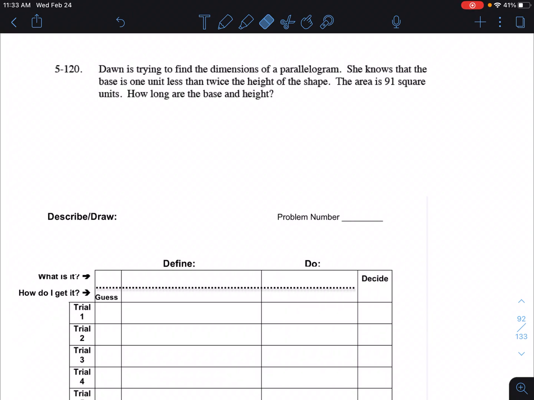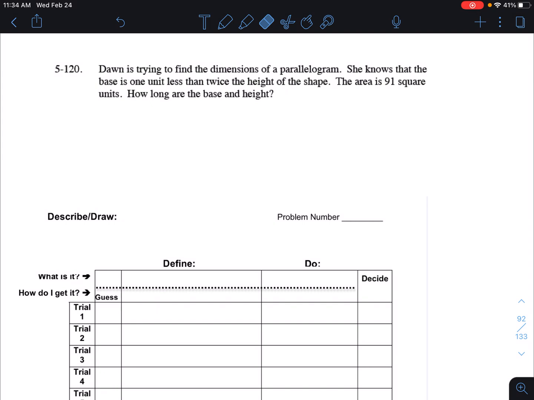Hey there, Mrs. Pierce here again with another episode of using the 5D process to solve a word problem. So the 5D process is just a strategy. Fixing the 5D process with a chart like we had before makes it really a graphic organizer.